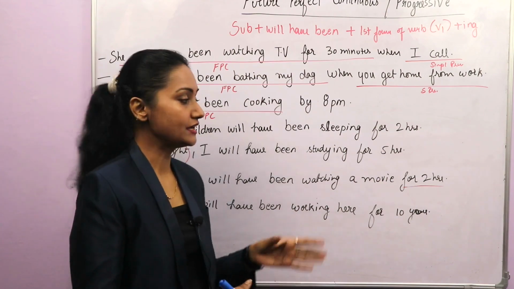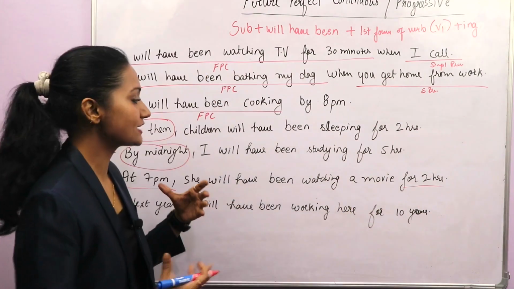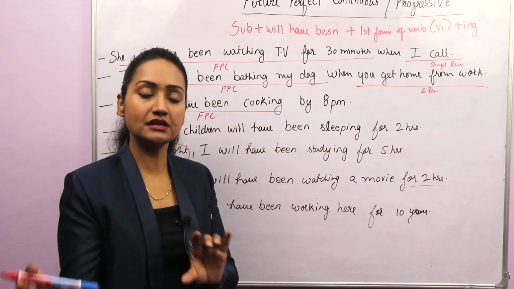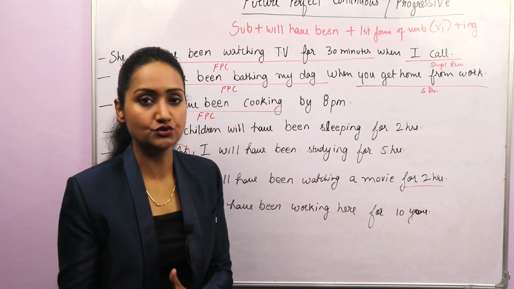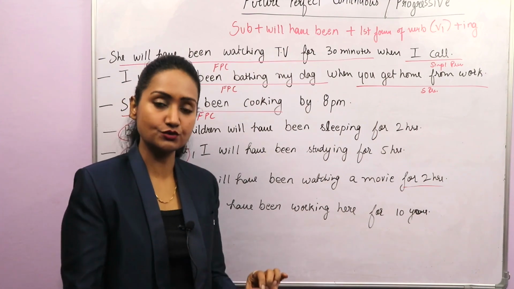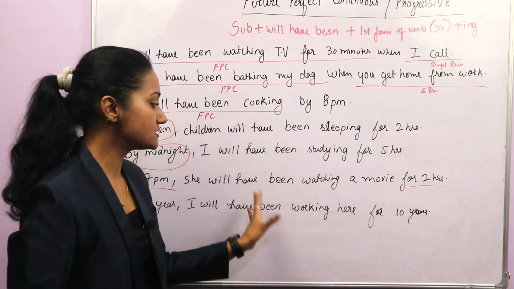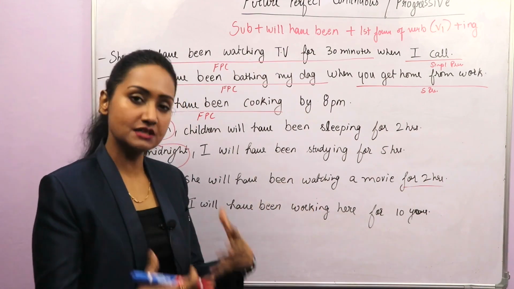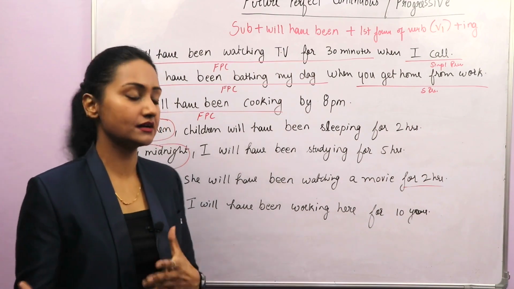Okay, that means this is a long action. The action of watching started earlier and it will continue till a specific time in future. Before it ends in future, before that it will continue. So this is the difference between simple future and future perfect continuous.